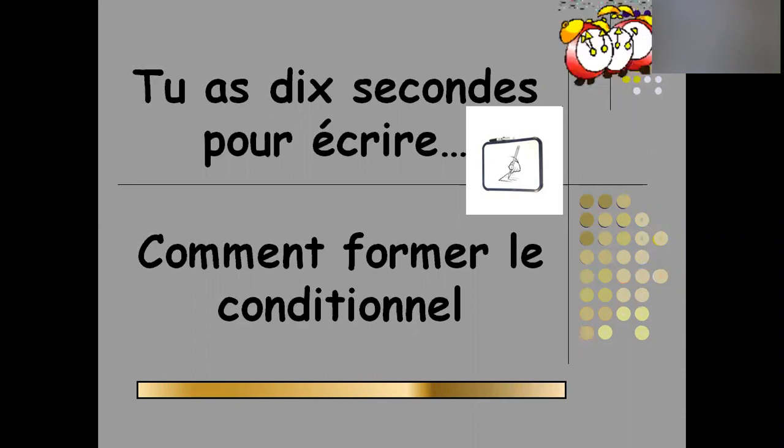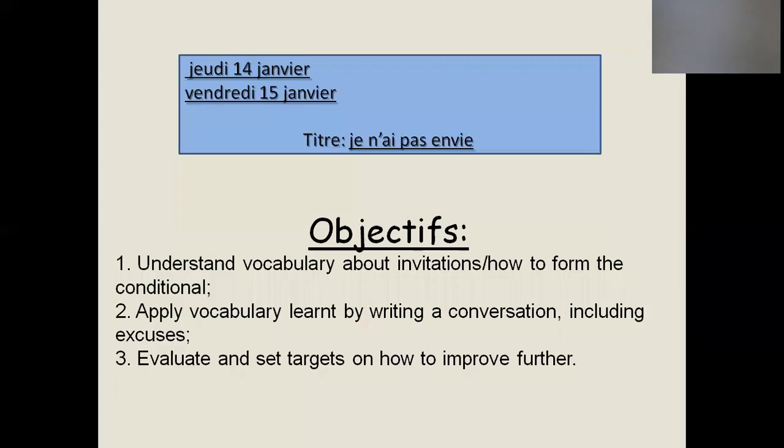Time is up. So remember, in the conditional, we have the pronoun, the infinitive, and then the endings of the imperfect. Remember that we use a conditional when in English you would say would, sometimes should or could. And remember, there are irregular verbs. If you go back to the recipe, you will be able to refresh your memory.